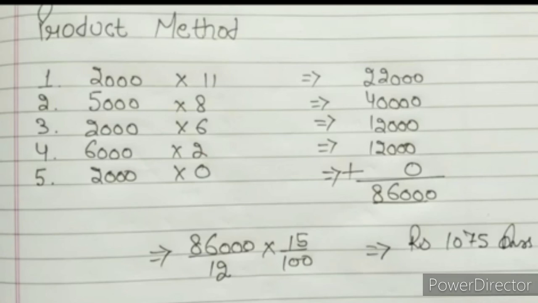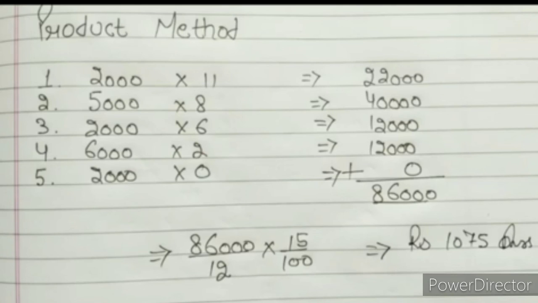We are doing multiplication here, so we will call it the product method because product method means multiplication. So after we multiply, in the last we will total all these drawings and we get 86,000. So now we have to calculate interest at 15% over this amount according to the product method.